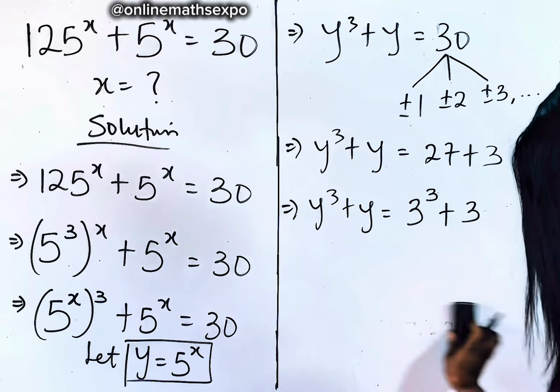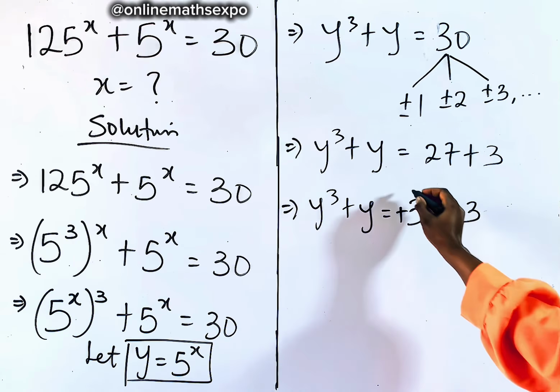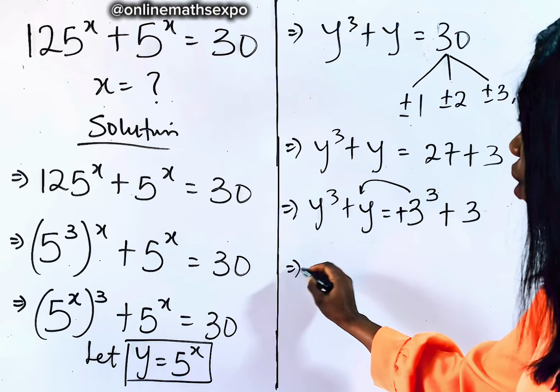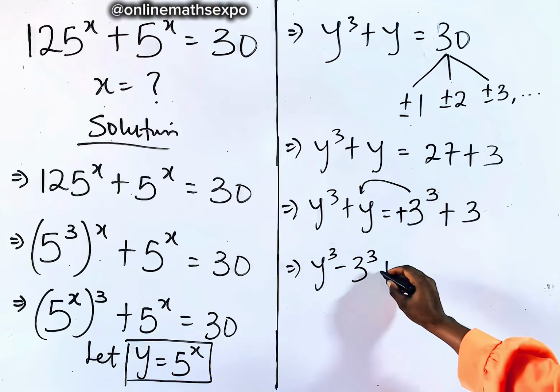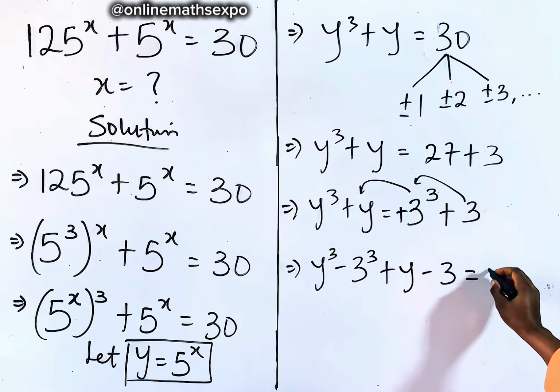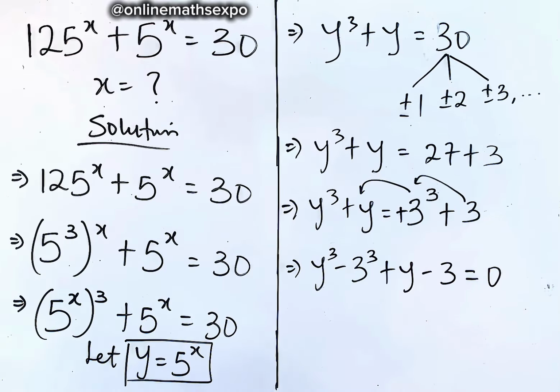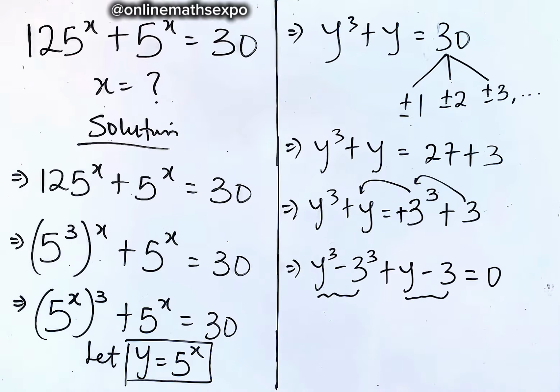Now what do we do? We are going to move this to the left side. This is positive, you know, so if you take it to the left side, it gives us negative. So we have negative 3 cubed plus y. Take this also, we have minus 3, and everything is equal to 0. So what do you do next? These two are together, and these two are also together.